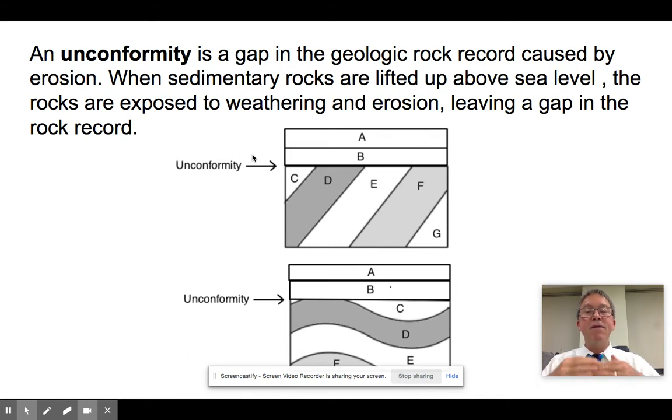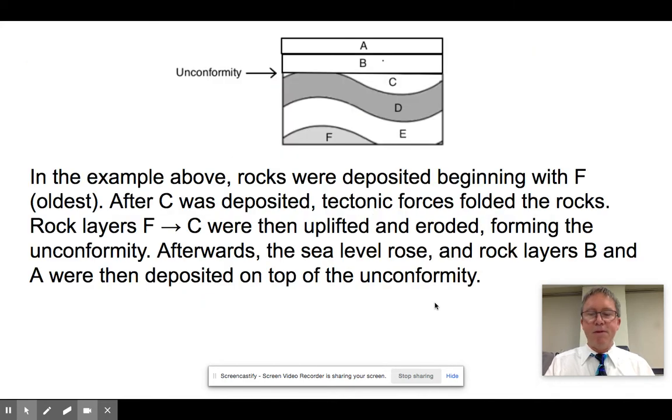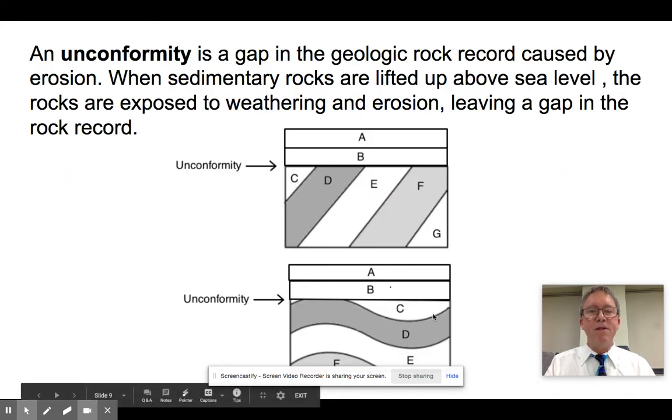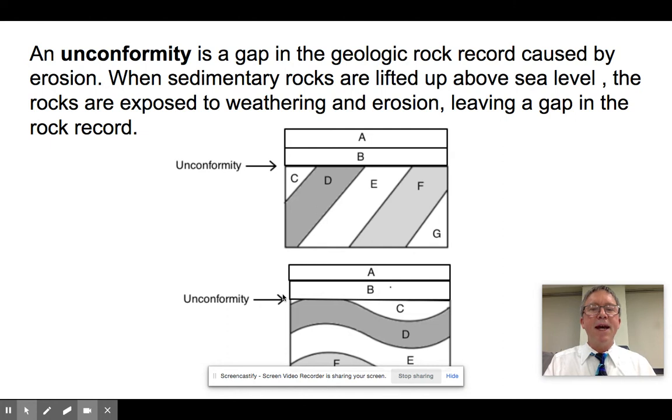And then later the sea level came up or the land sank, and then B got deposited on that and A got deposited on top of that. So if I know the age of B because of fossils and the age of C because of fossils, then I know when this event happened, when the land got exposed to erosion, when it was above sea level. And I see the same thing here with the folding event. So I know that this unconformity happened after this folding event, and then later on, rocks B and then A got deposited on top of that erosional surface.